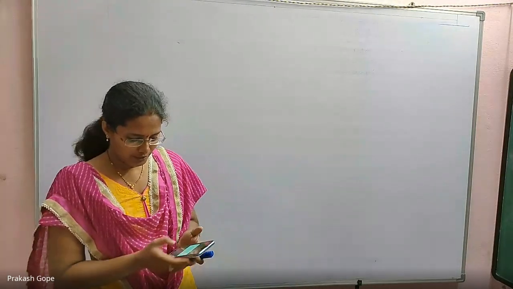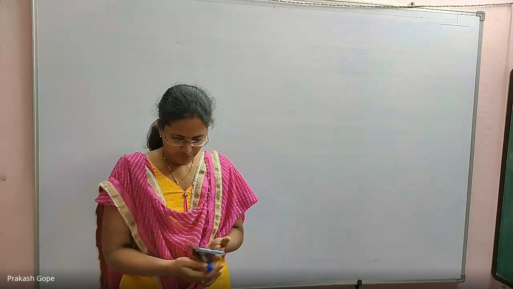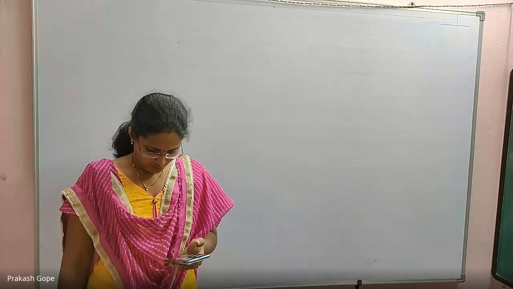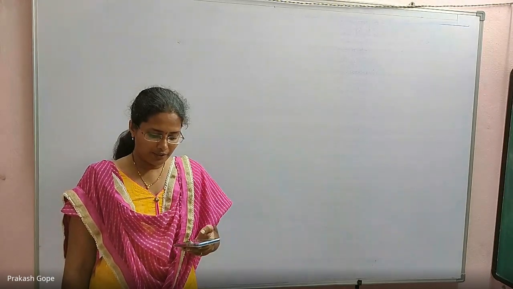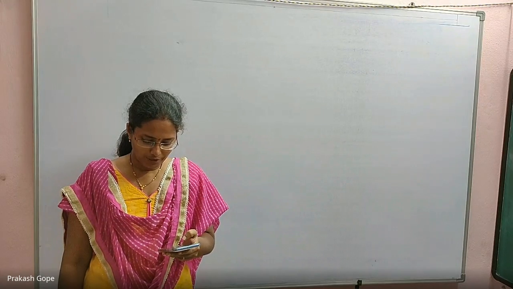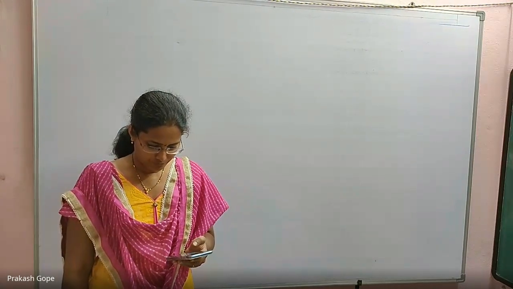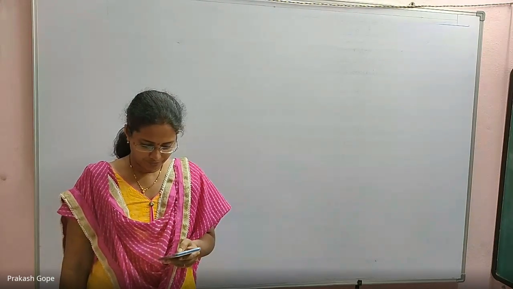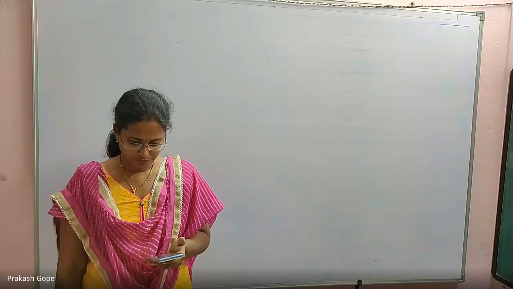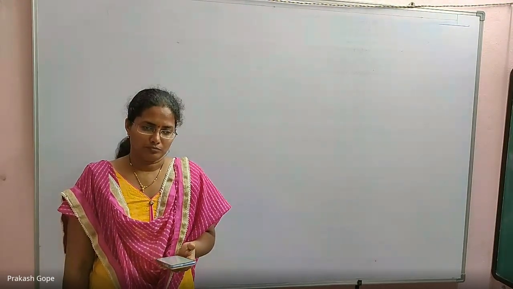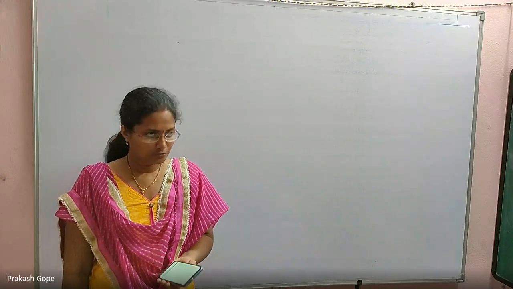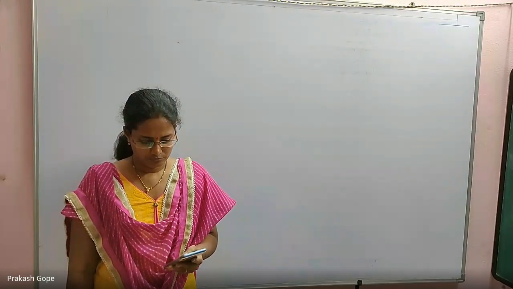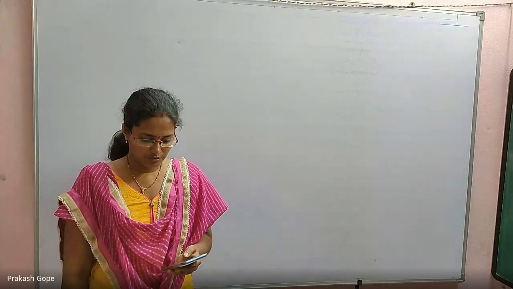Can one of you paste that link in the chat box? Access file number 9, asymptotic notations. Everybody has the file, right?